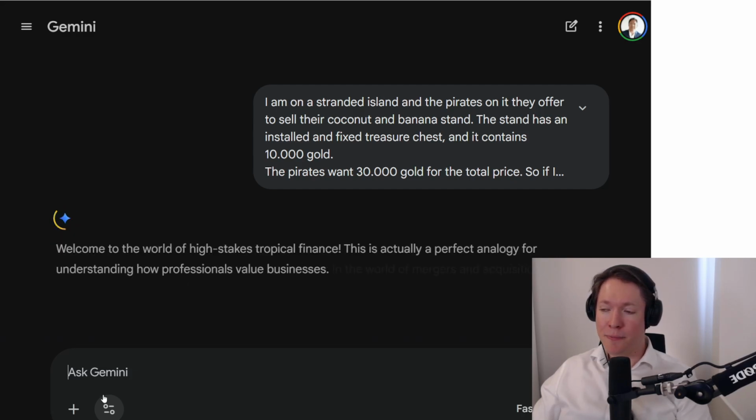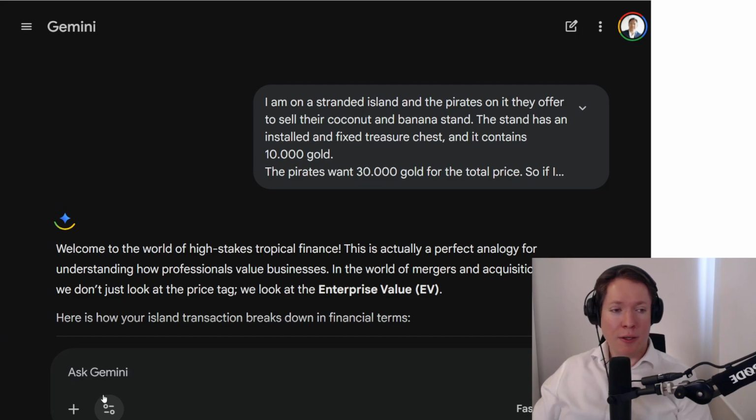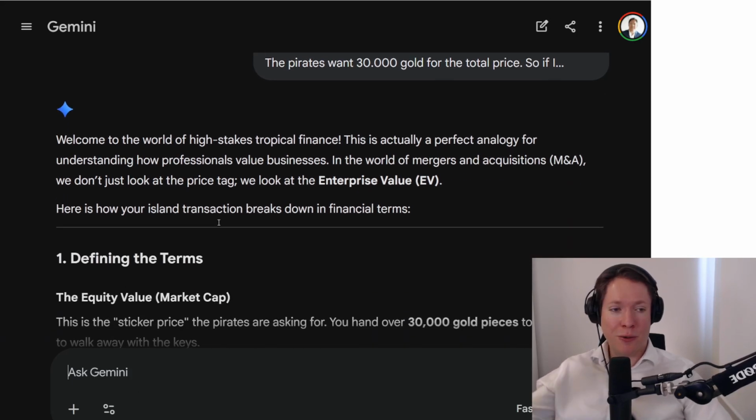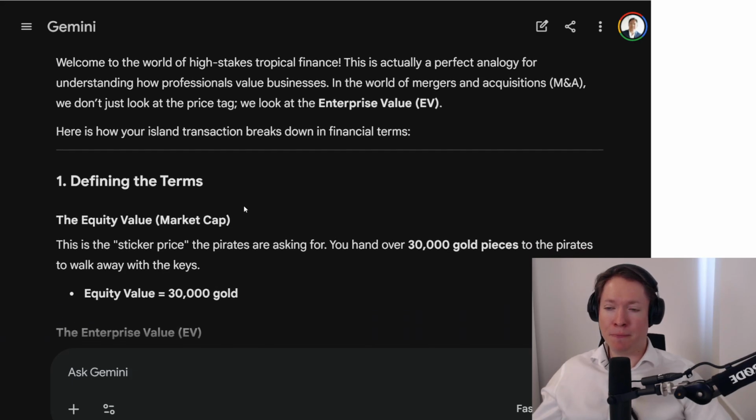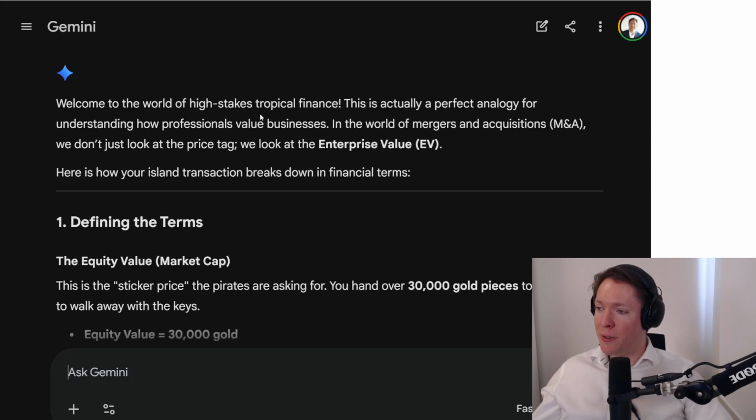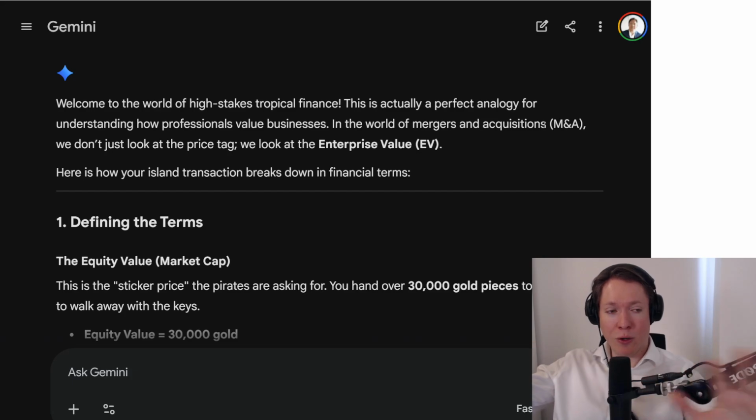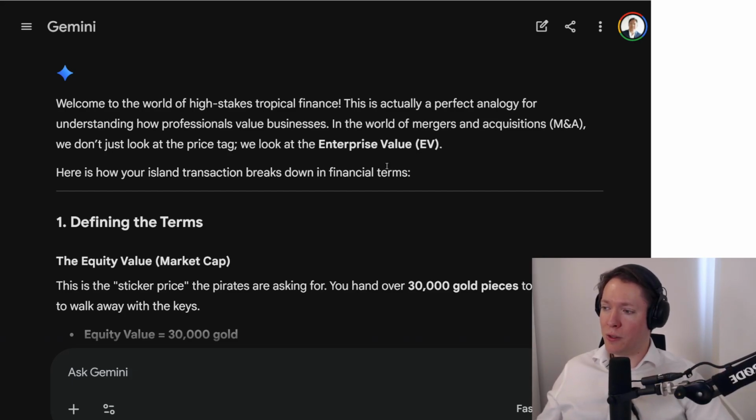So then let's see. We pay 30,000 gold, and we get it included. And how does that correspond to buying a business on the stock market, and then having some kind of cash included? Okay, so here you can read. It's a perfect analogy for understanding value in businesses. When we buy the whole thing, or buy many banana stands, and maybe they have different amounts of gold in the chests, and we try to buy all of them, how much does it really cost us?